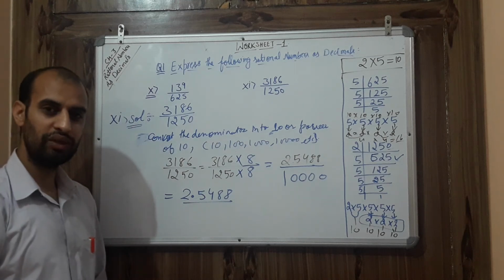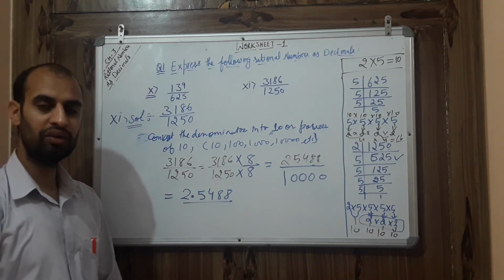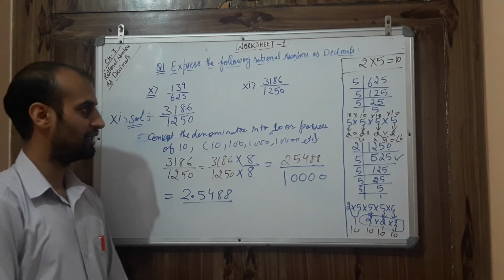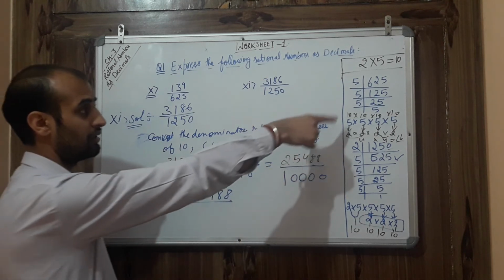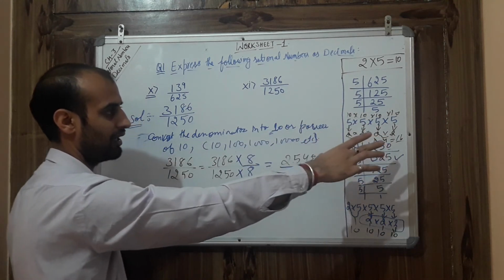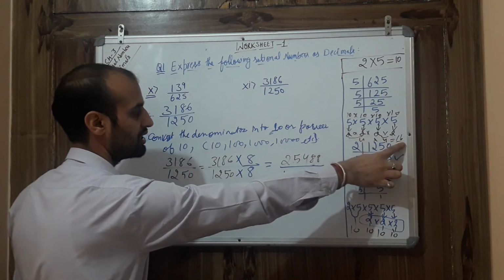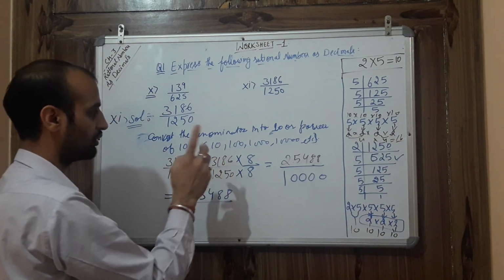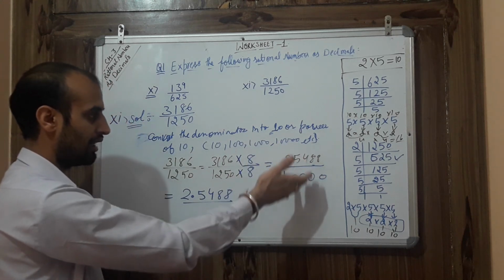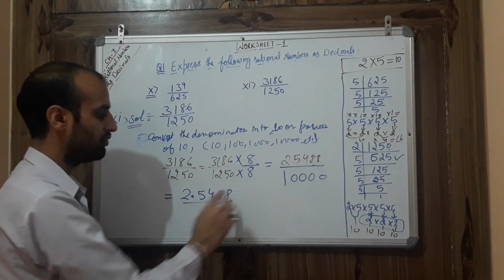So I hope, my dear student, now it is clear to you how we can convert a rational number into a decimal. First do factorization. After that make pairs of 2 and 5 and multiply. Find the number. Like here 16 is required, so multiply both numerator and denominator by 16. In the next question we need 8. So this is 8. Then after multiplying, convert into decimal.